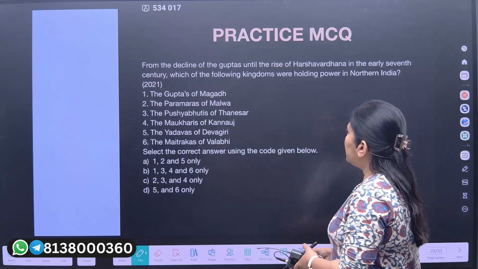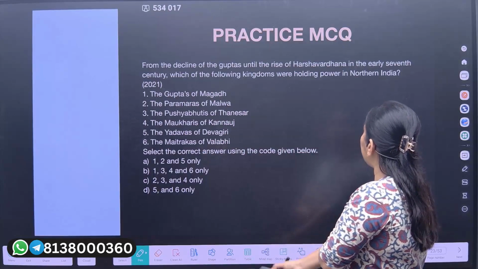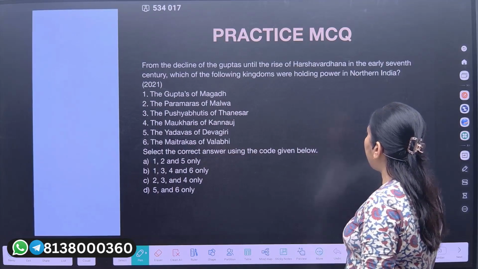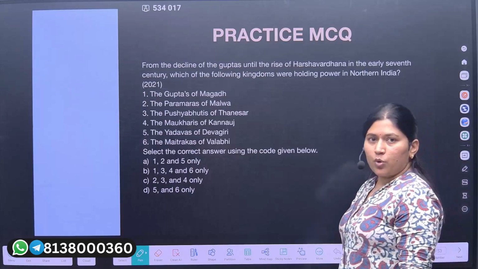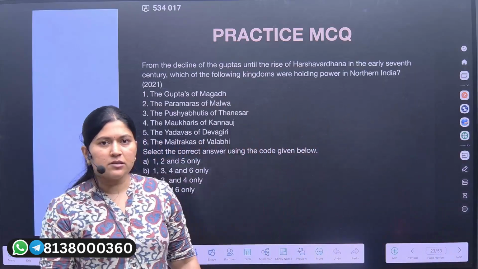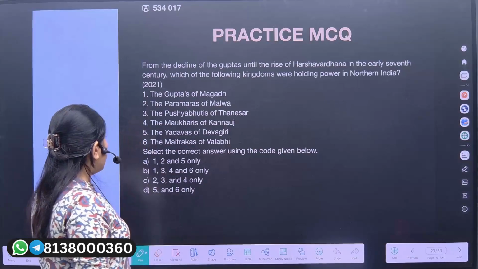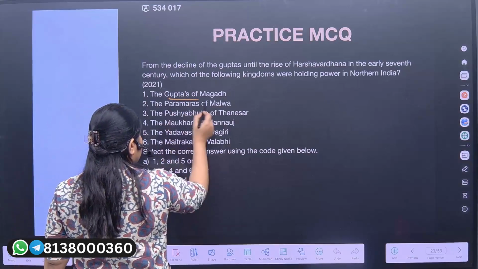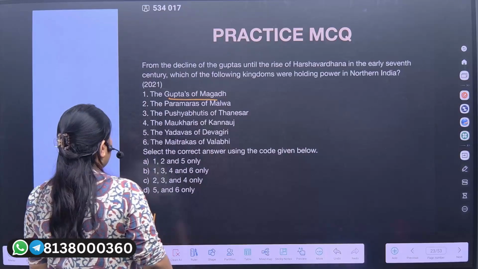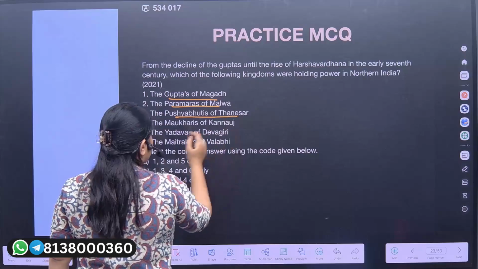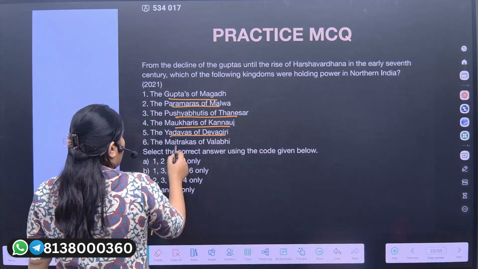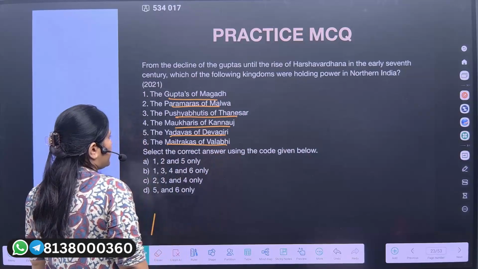From the decline of the Guptas until the rise of Harshavardhana in the early 7th century, which of the following kingdoms were holding the power in northern India? So again, the contemporary dynasties or the contemporary powers are being asked. Okay, so again, the Guptas of the Magadha. Were Guptas of the Magadha? Yes. Okay, after that, the Parmaras of the Malwa. Okay, Pushyabhutis of Thanesar, Maukharis of the Kannauj, Yadavas of Devgiri, and Maitrakas of Vallabhi.